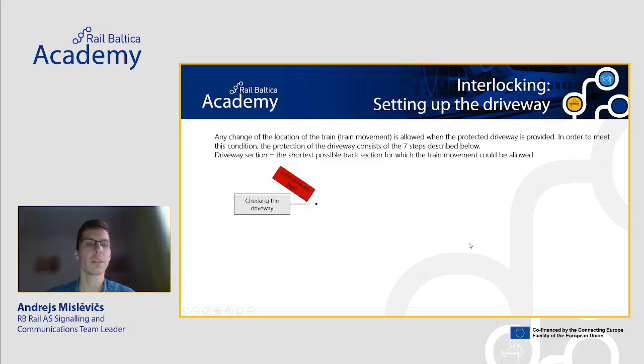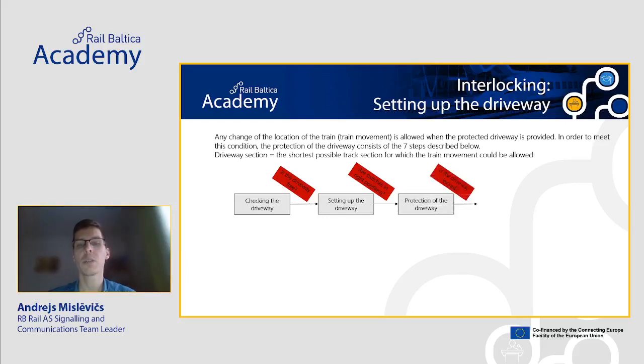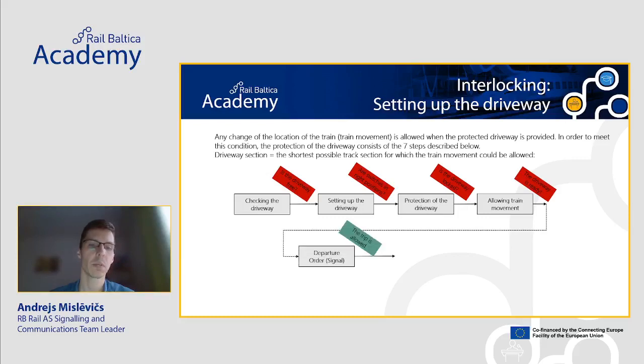So first of all, the interlocking system checks whether the driveway is free, so whether the track sections are free. Then, if it is free, the interlocking sets the movable elements into the right positions, so switches are set in the right positions. When it is done, the interlocking locks the route and provides the protection to the locked route by means of neighboring turnouts. And afterwards, when the route is locked, the driveway is ready, and the interlocking could give departure order by means of a signal, for example, to the train driver that the trip is allowed.